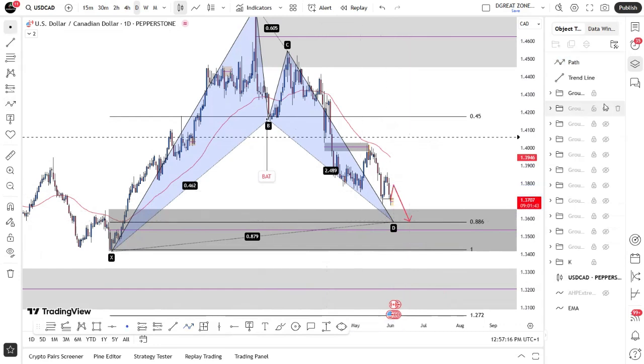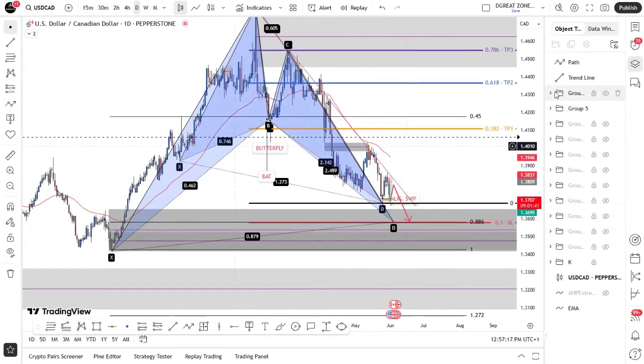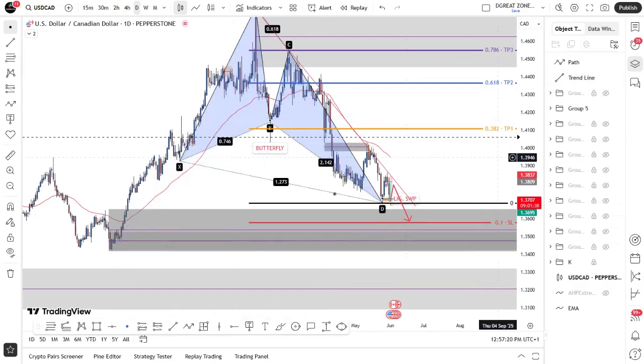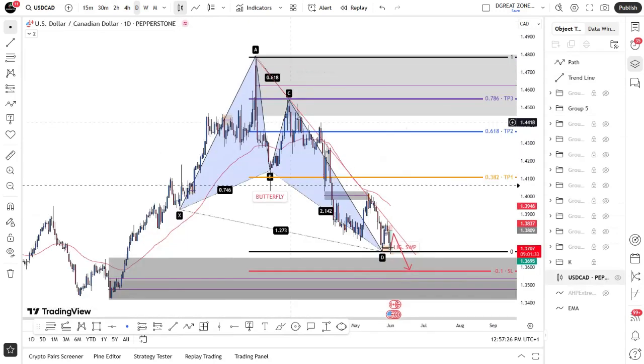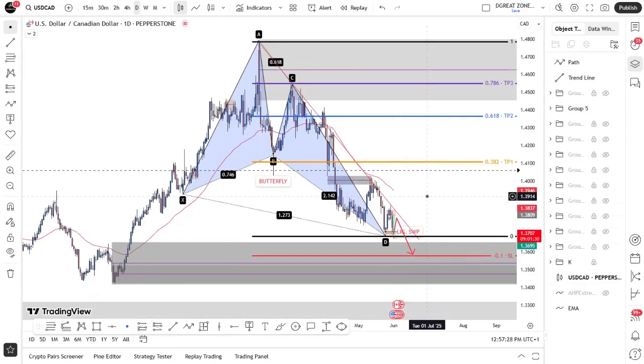But secondly, we also have another setup, which is a bullish butterfly pattern that formed out of these swing points, swing high, retracement, and all of that. You're going to learn this if you join the community, okay?